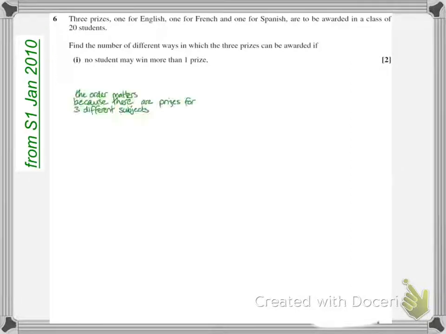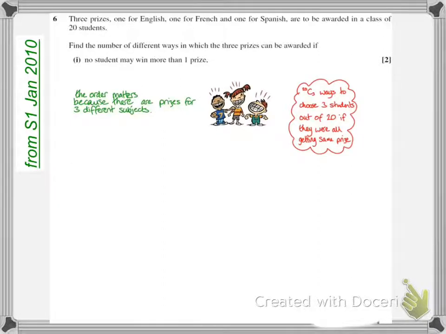So in this situation, the order matters because there are prizes for 3 different subjects. If all the 3 prizes were the same, we'd be looking simply at 20C3, the number of ways of choosing the 3 students that get prizes out of the 20 students. But that's not the case here.